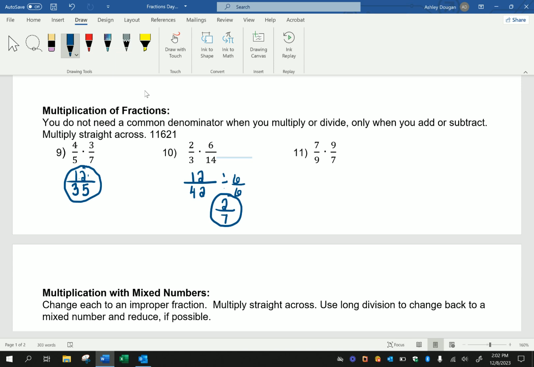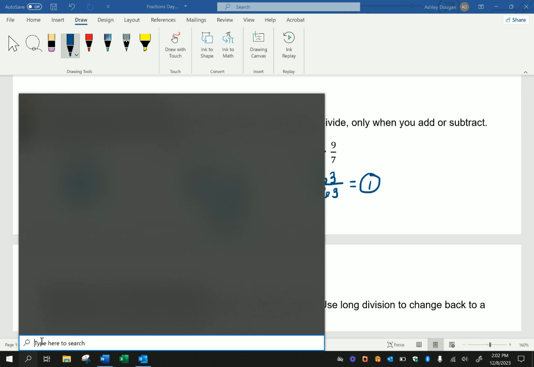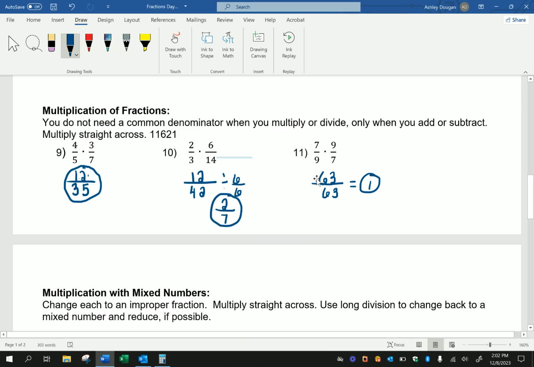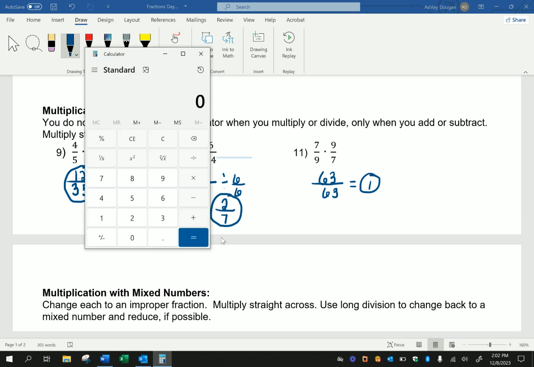For number 11, I want to do the same thing. I want to multiply straight across. 7 times 9 is 63. And for the bottom, I have 9 times 7, which is also 63. This gives me the fraction 63 over 63. Any number divided by itself is just 1. And so this would simplify to the whole number 1. If we put that in our calculator, we would get 1. Any number divided by itself just gives you 1.